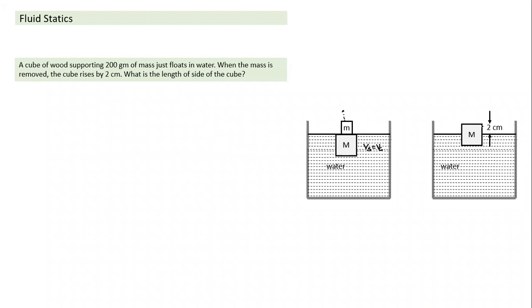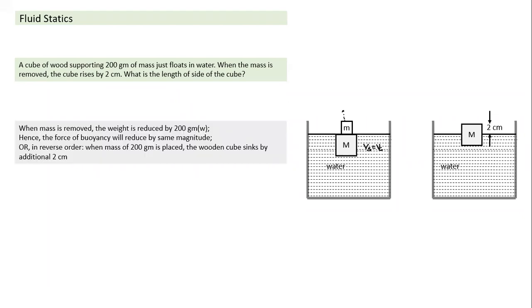So earlier the top surface was at the water level. Now the top surface has become 2 centimeters above the water level. What is the length of the side of the cube? That's what the question is. Let's solve it. When the mass is removed, the weight is reduced by 200 grams. 200 grams of weight is reduced.